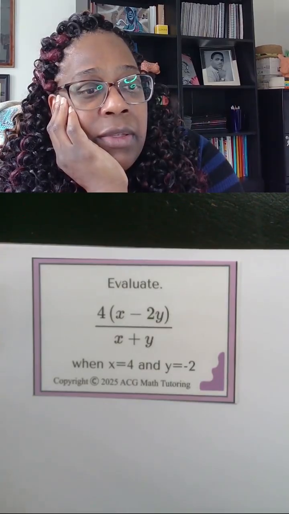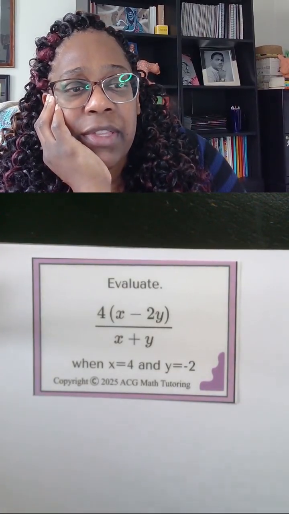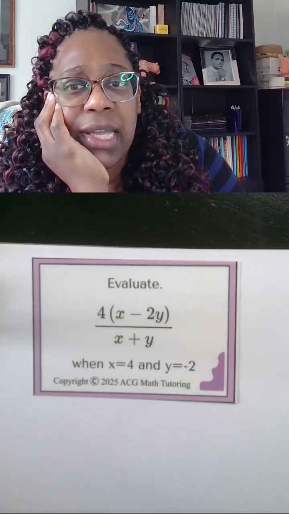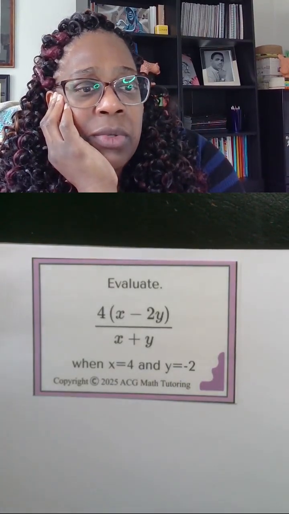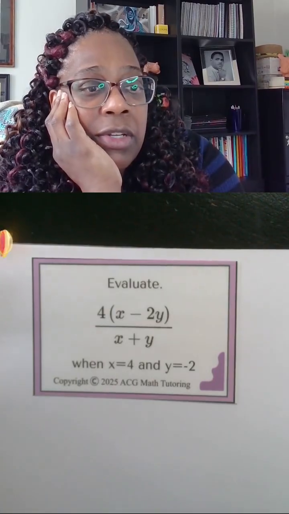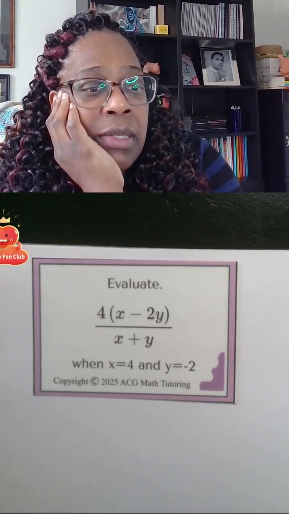Surface area. So it's basically the area of the triangular prism, the area of all the sides. That's how you do that.